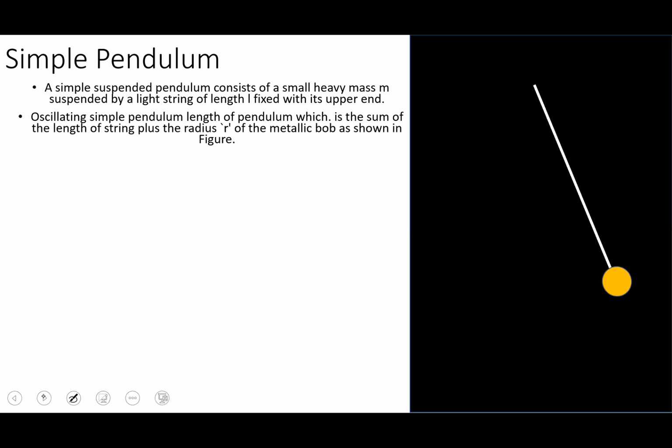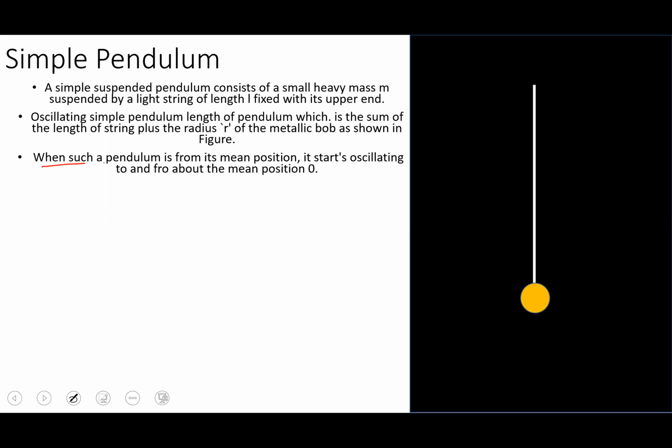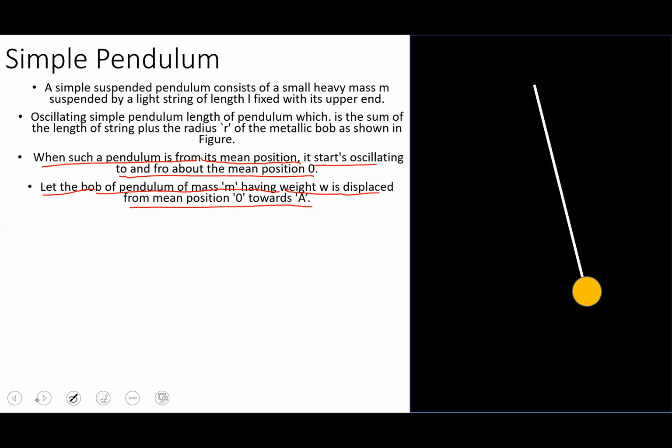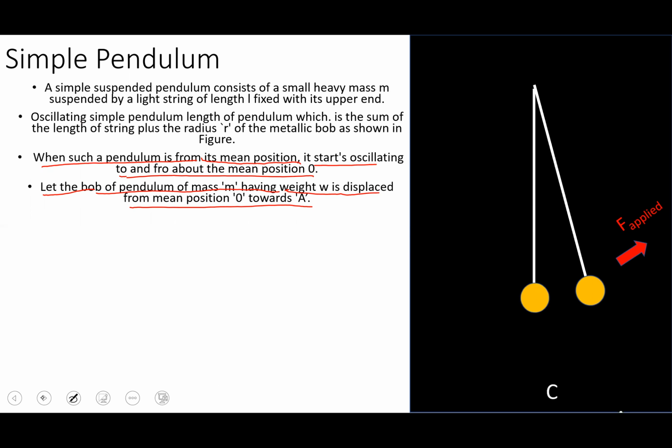As you can see, this is how a simple pendulum basically moves to and fro and goes back to its mean position. When such a pendulum is formed, it starts oscillating to and fro about its mean position as shown. Let the bob of the pendulum of mass m having a weight w be displaced from its mean position to a point A. Let us move it from point O to a new point by applying some force, which is point A.